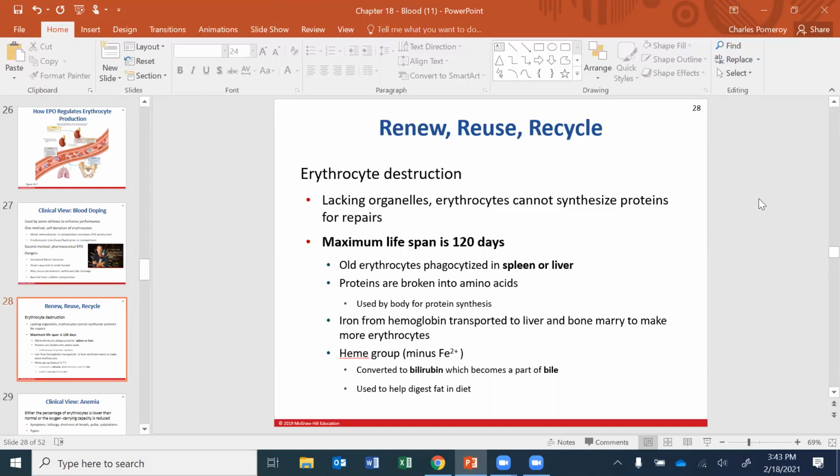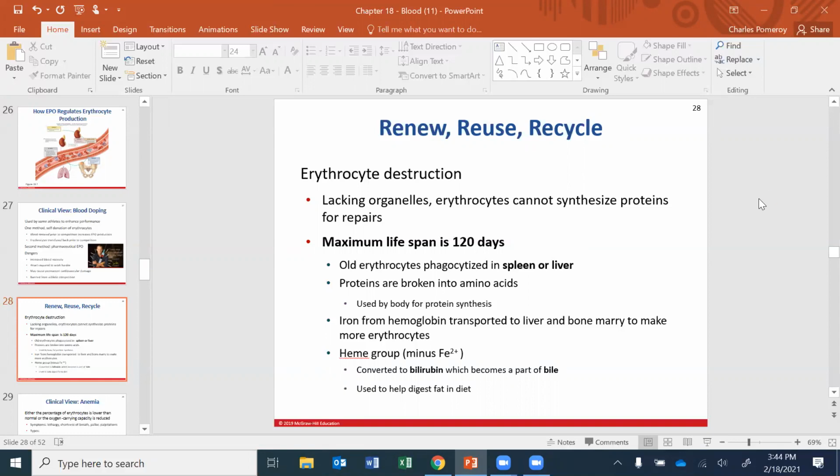Red blood cells don't live very long. This is the last part here. Red blood cells don't live very long because they can't repair themselves. Remember, they have no nucleus and no organelles. So they only live about 4 months. They put 120 days as the maximum lifespan. So by the time it gets there, it's old.